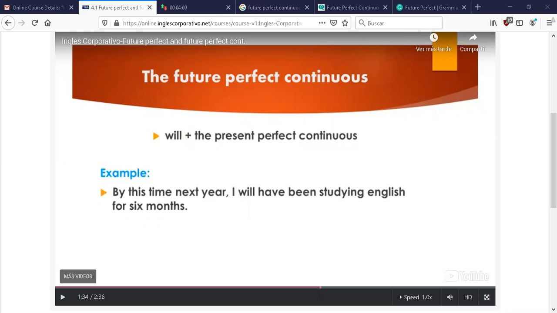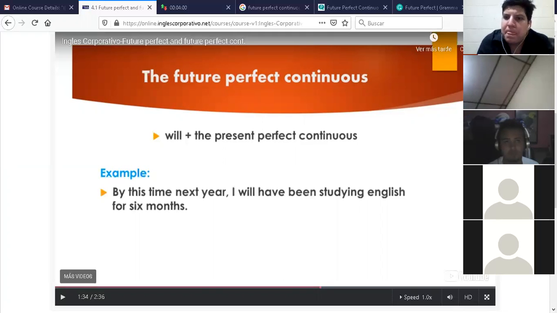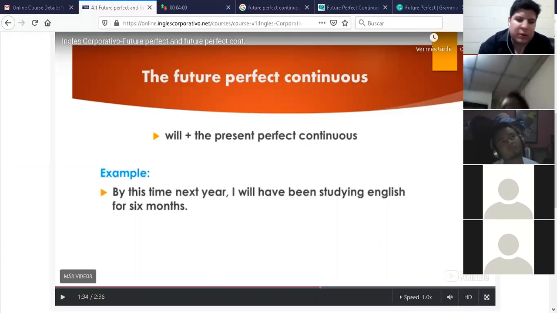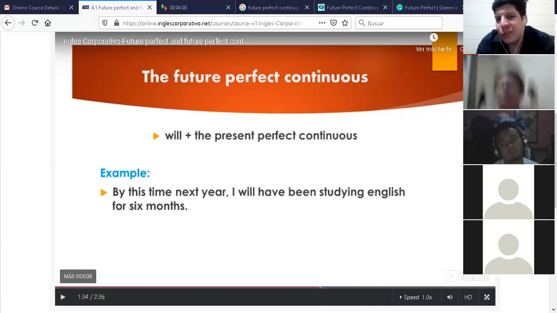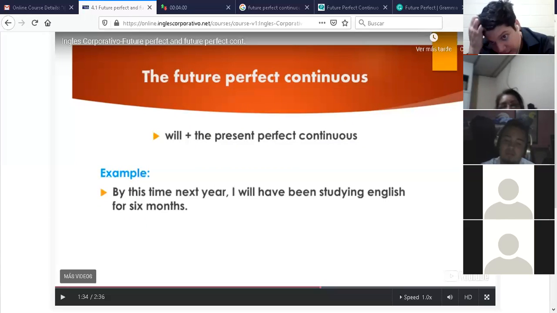Okay, so that's it, guys. As you can see, it's not really difficult to use it as long as you have the structure. How do you say, give me a name, any name, please? Carlos. How do you say, Carlos no se va a haber estado conectando a clases por una semana, la próxima semana? Charlie will have... Is it negative? Charlie won't have been connected.